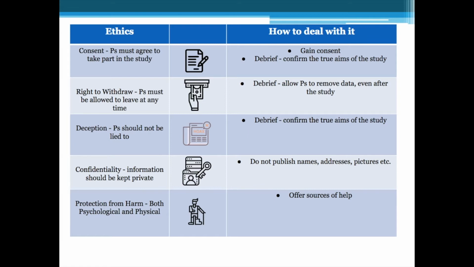Next, you've got right to withdraw. Participants should be allowed to leave the study. A good example of this not happening might be the Milgram study, when participants said, I'd like to leave, I'd like to stop, and the experimenter said, no, you must continue. How do you deal with this? Well, you let participants leave.